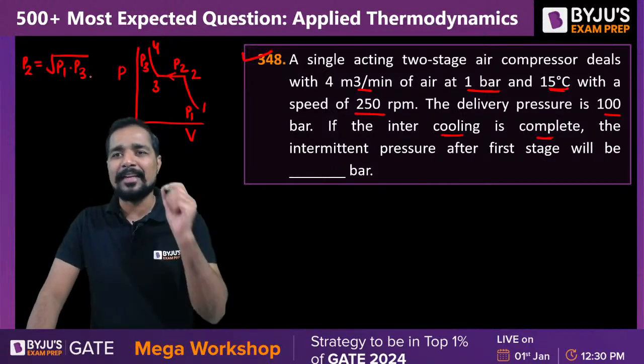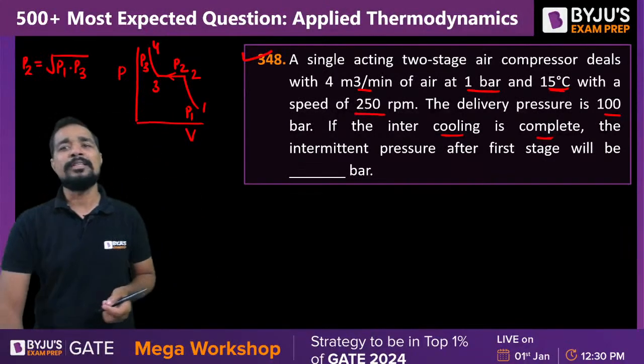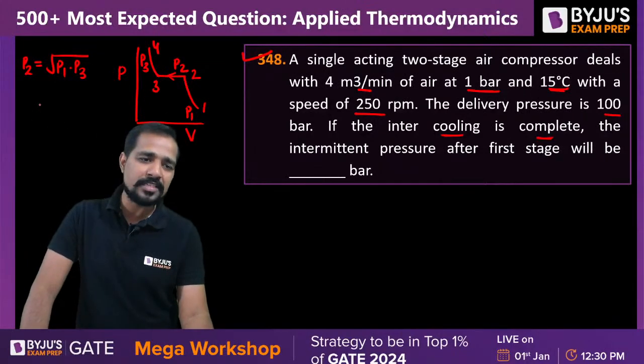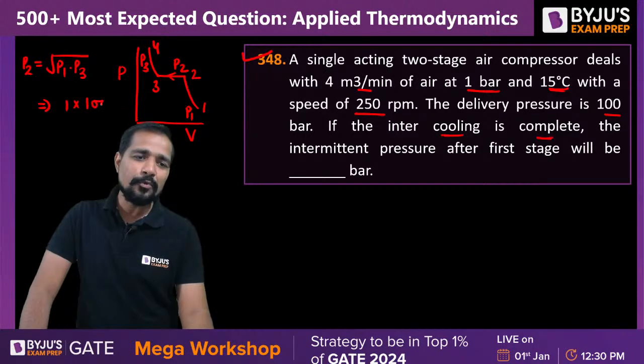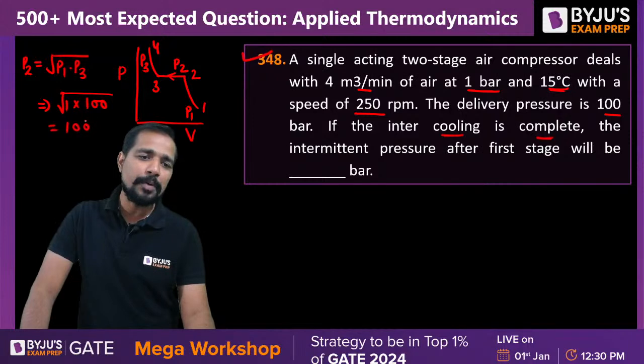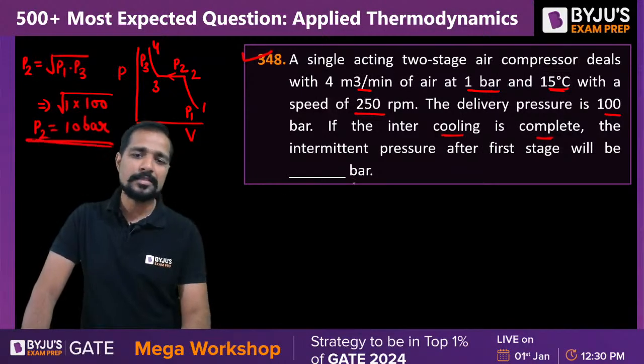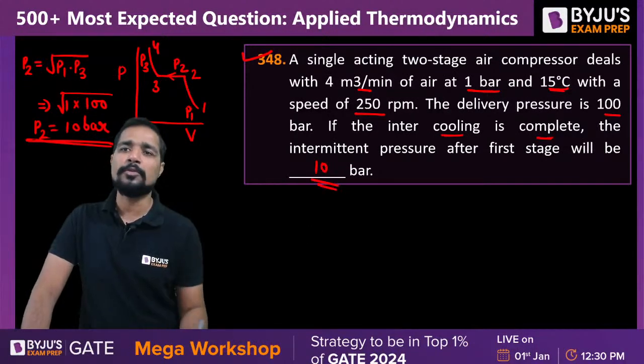Someone of you are writing, lock it. Very good. This confidence I want. Only 2 of you have given me the right answer. P1 is 1 bar, and P3, the final, is 100. So the answer will be equal to 10 bar. Absolutely right, 10 bar is the correct answer.